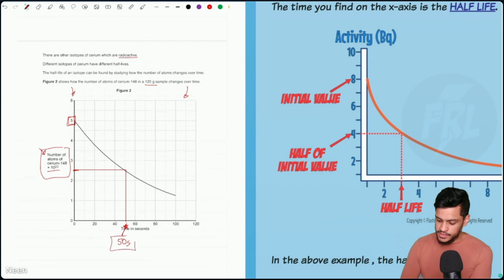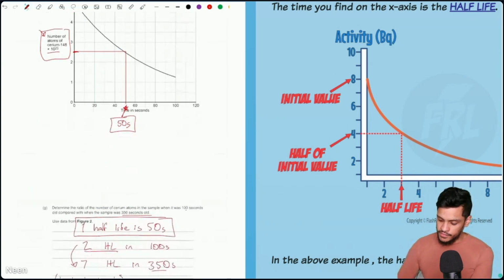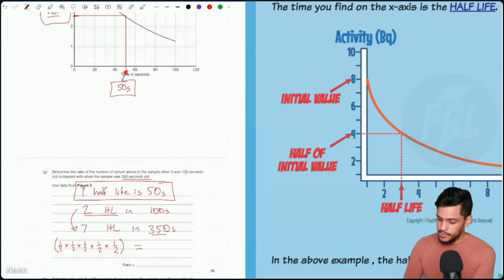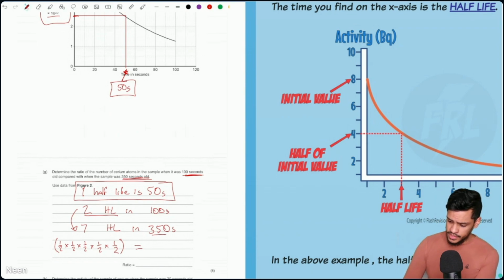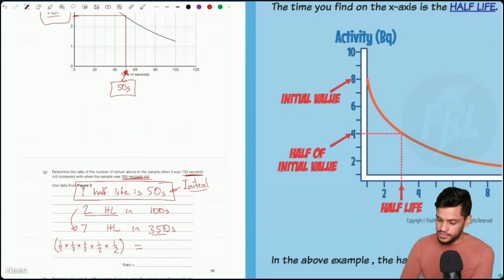That was 50 seconds. The question wasn't asking what the half-life was. It wanted us to work out how much it was at 100 seconds, how much it was at 350 seconds, and compare the ratio. Because we know 1 half-life is 50 seconds, we also know 2 half-lives is 100 seconds, because every 50 seconds there's another half-life. That means at 350 seconds, there are 7 half-lives. So by the time you've gotten to 350 seconds, this initial value has halved 7 times.